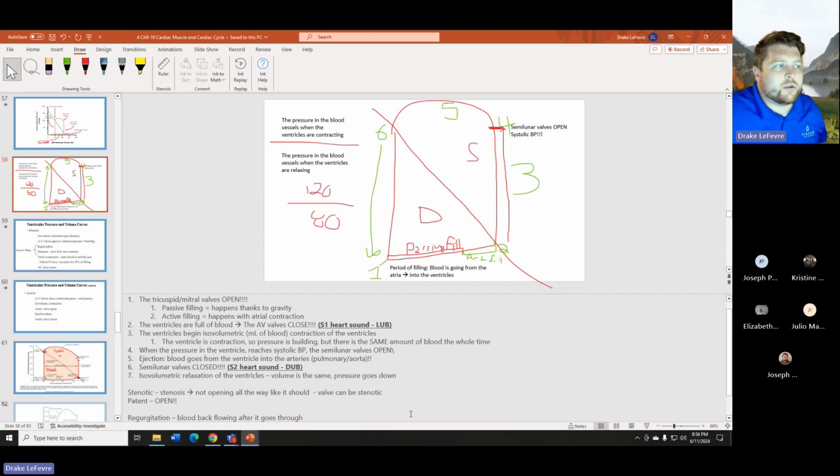So that's why this whole chart, you're going to see a lot of this. There's going to be a handful of questions on the test, on the lecture exam, on the lab exam. You'll see this in Gen Path, a little bit in Phys 2.